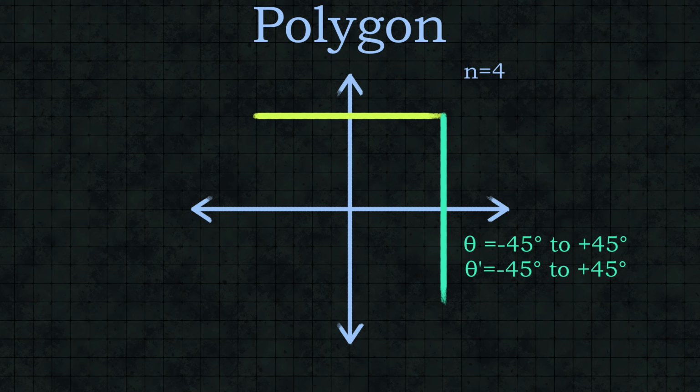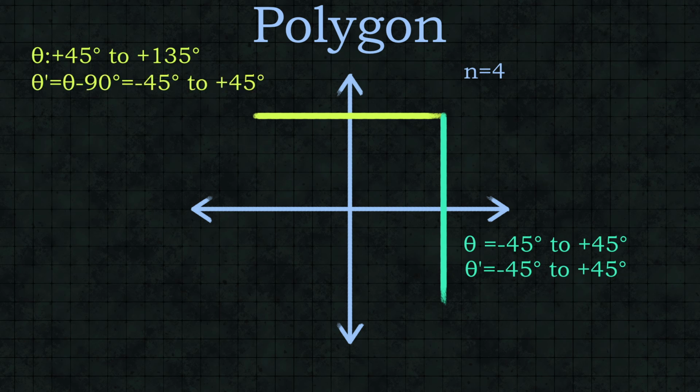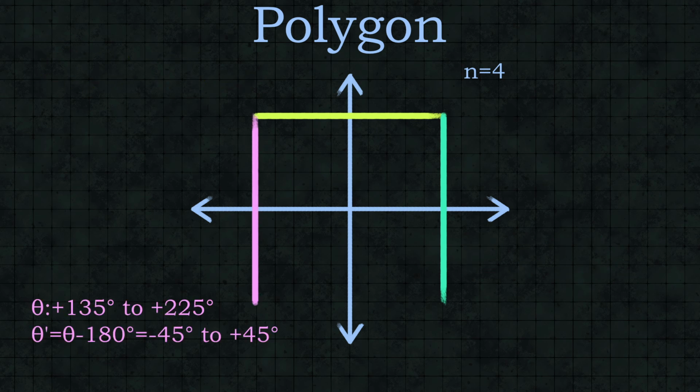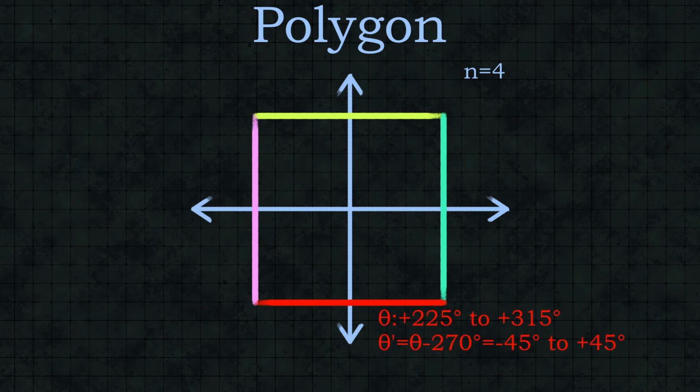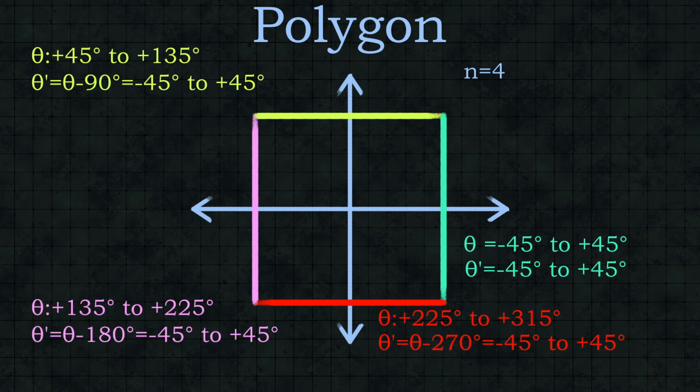In the example of the square, for the second side, the angle goes from plus 45 degrees to plus 135 degrees. I'm going to have theta prime go from minus 45 degrees to plus 45 degrees. All I have to do is subtract off 90 degrees. For the third side of the square, I have to subtract 180 degrees from theta, and then for the fourth side of the square, I subtract off 270 degrees from theta. Now I want to do this all in one function, so I'm going to use the floor function to create this theta prime variable.